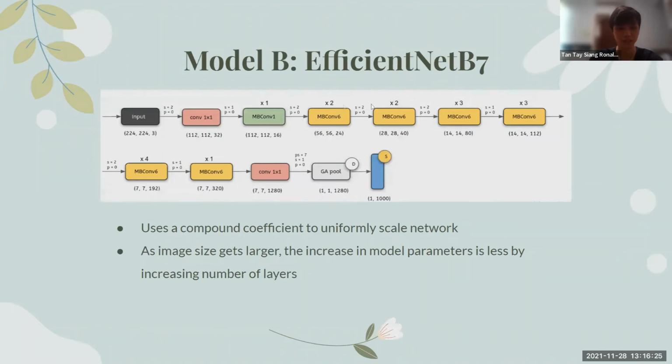Model B is the EfficientNet B7. It is an efficient model architecture that uses a compound coefficient to uniformly scale network width, depth, and resolution in a principled way. In a normal neural network, as image size increases, the number of model parameters increases by 2 to the power of n. But EfficientNet B7 reduces the increase in the number of model parameters by increasing the number of layers and applying this compound coefficient.